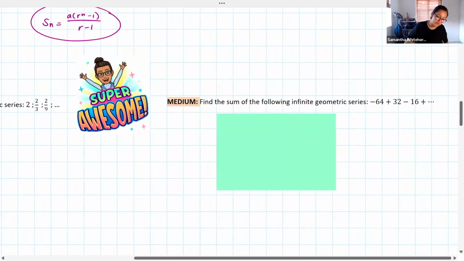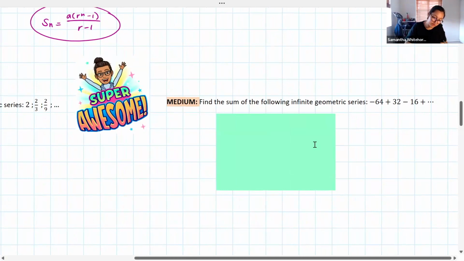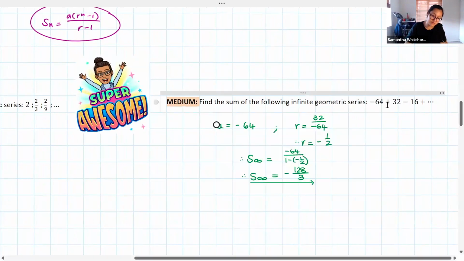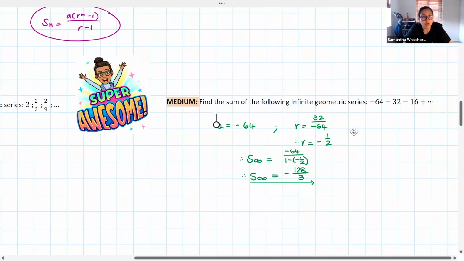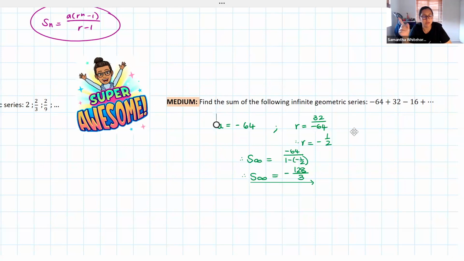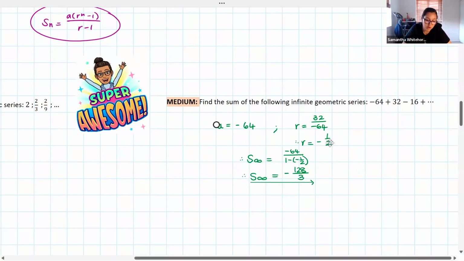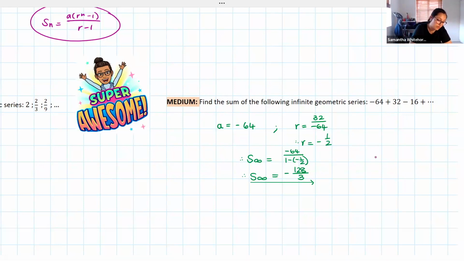I'll let you take screenshots in a second. If we look at the medium questions, this one was slightly harder because of the negatives. Remember, we spoke about this on Monday. When your geometric series alternates between negative and positive, what that means is that your R value is negative, because a negative times a negative is a positive. So there's the positive second term. Positive second term times a negative R is a negative third term. So the signs alternate as we go along. So here R was negative a half, and so you got your sum to infinity was negative 128 over 3.